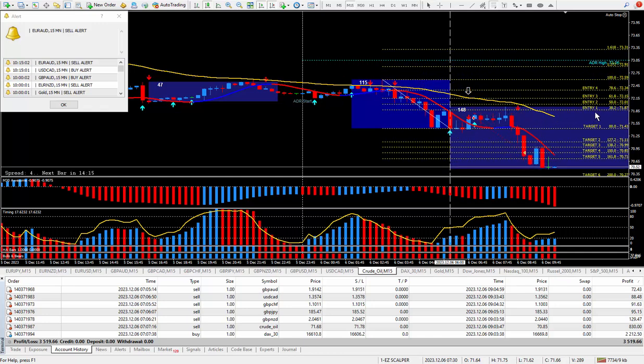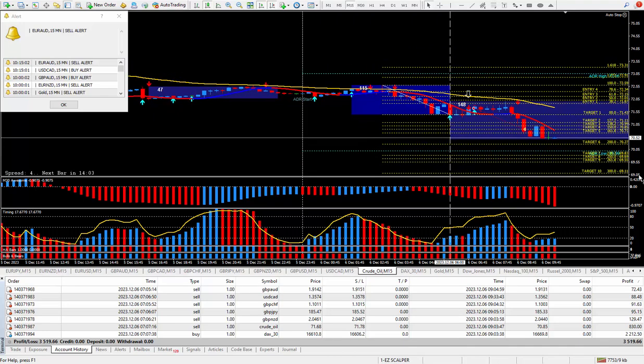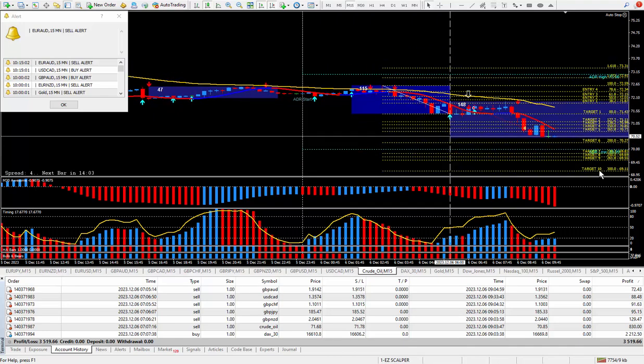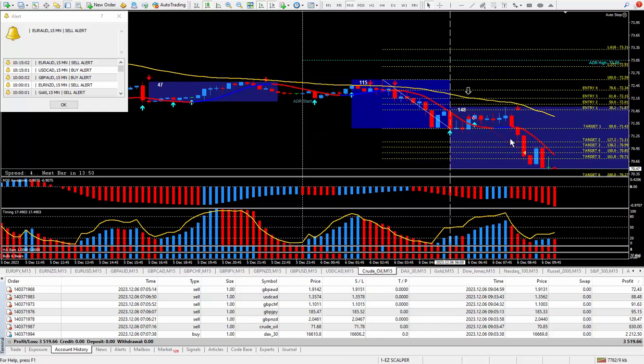Came back to entry 1. As you can see, there are 4 different entry points, and then of course you have plenty of targets, 1, 2, 3, 4, and it just keeps going and going all the way to 10. On some days, especially if you put it on the 5-minute time frame, it can hit 7, 8, 9, or 10. It's a wonderful tool, and you can watch the price action as it gets to each and every level.